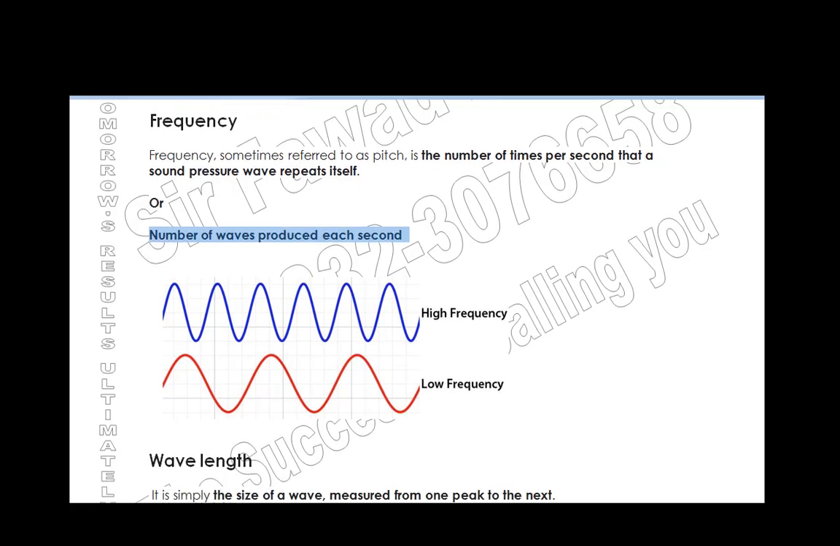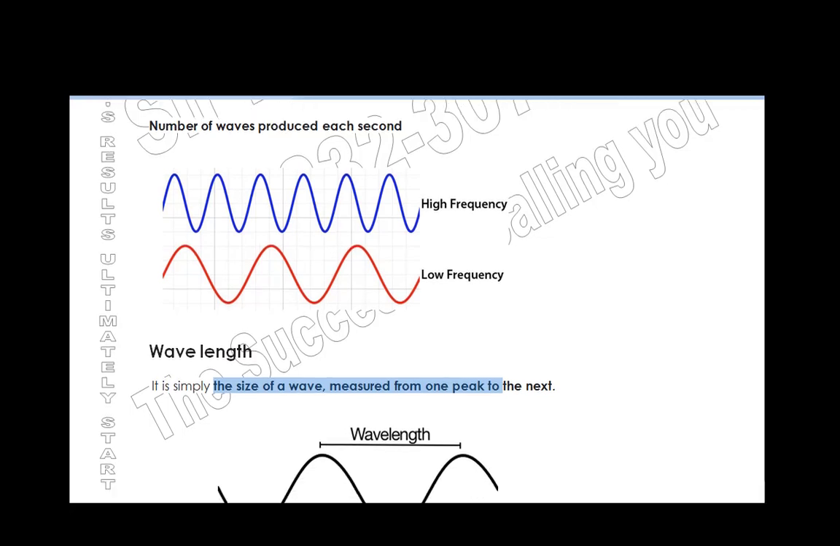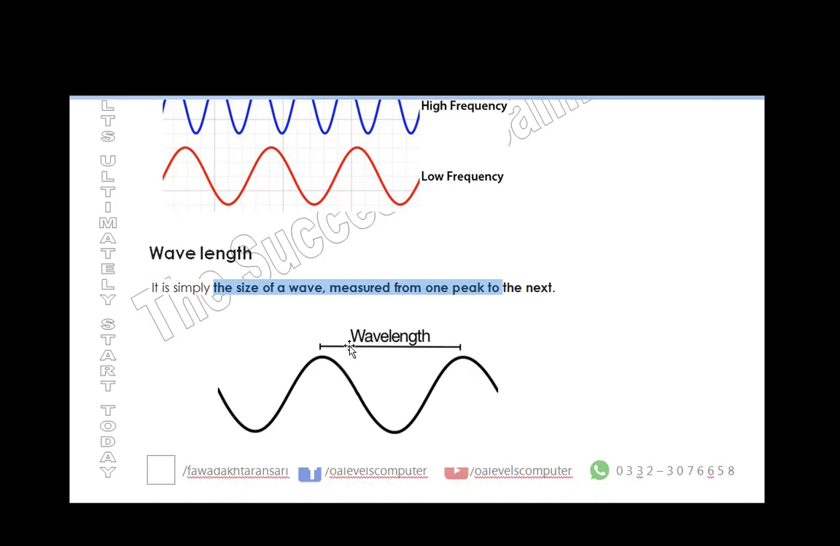The next key factor is the wavelength. And what is the wavelength? We can simply say that it is the size of a wave measured from one peak to the next. So the size of the wave, we can measure using wavelength. As you can see in the graphical presentation, this is the wavelength, how we can measure from one peak to the other point. So this is basically the measurement of the wave. It is called the wavelength.